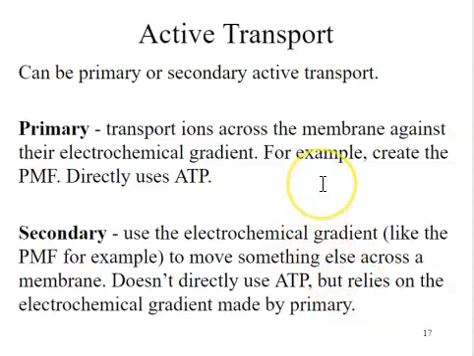I just want to give a word of caution here, though, and I just don't want to mislead you. So I've written that primary active transport means to transport ions across the membrane against their electrochemical gradient. For example, the creation of the PMF. And the PMF is an example of an electrochemical gradient, but it does not use ATP itself to create it.